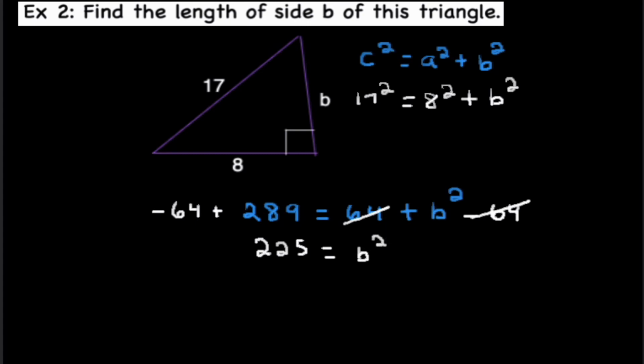Now, since we still have to isolate this b, we have to take the square root of 225 as well as b squared. So the square root of 225 is equal to 15, and that's equal to b. So b is 15.